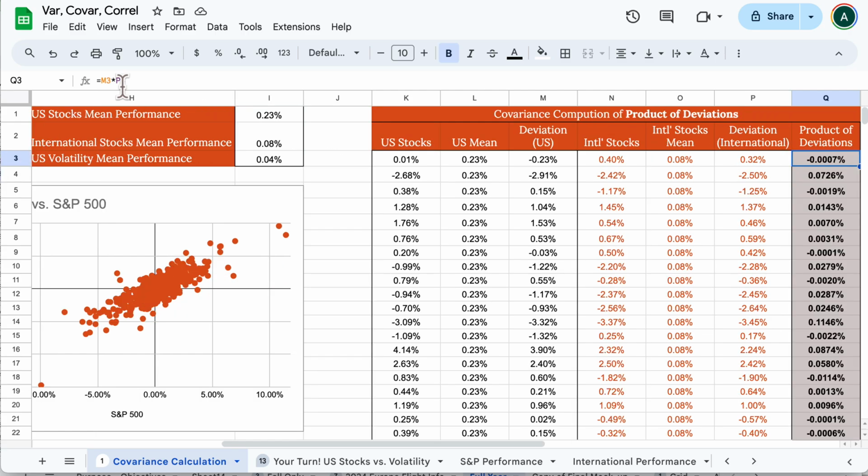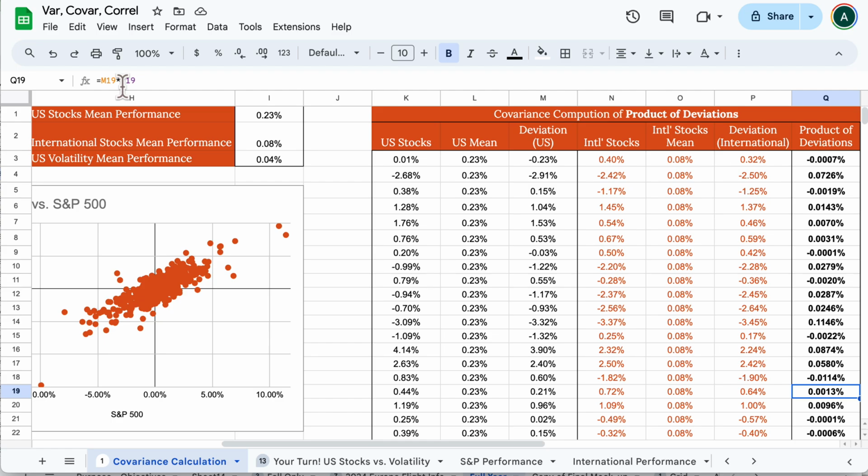In this last column, we're just taking the product of deviations. In other words, okay, negative 0.23 times positive 0.32. And when you take a small number times a small number, you get a small number. And so we get negative 0.0007 for that particular product. And we now have a column of the product of deviations. How did X deviate times how did Y deviate for each and every week?